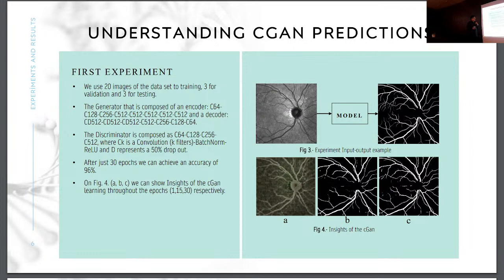And another important difference with this experiment is that with just 30 epochs, almost nothing in the world of neural networks, we achieve an accuracy of 96%, which is immediately comparable with previous results.